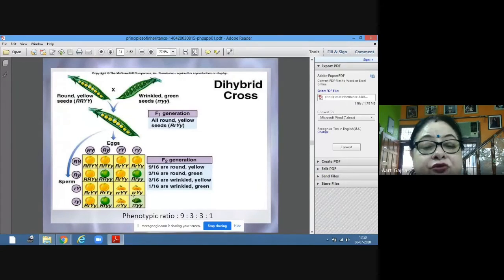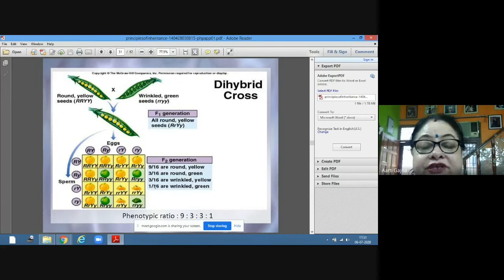Now, if you find out the genotype and phenotype of the plants, you will get all these different varieties. These different varieties suggest that in the F2 generation, these are 16 because we are having 4 gametes, so total 16. So 9 out of 16 are round and yellow, that means both dominant. 3 out of 16 are round and green. That means this is round, 1 dominant and 1 recessive characteristic has also come here.